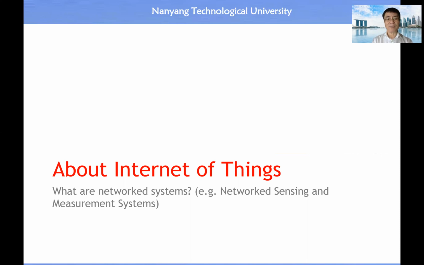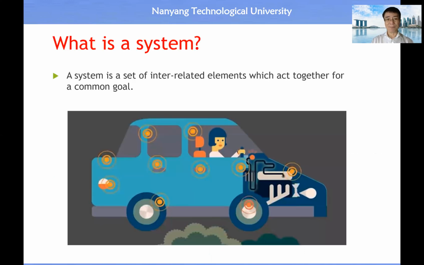The first question you may have in mind is what networked systems are, because the Internet of Things belongs to networked systems. Before you can understand what networked systems are, let me give you a definition of what a system is.